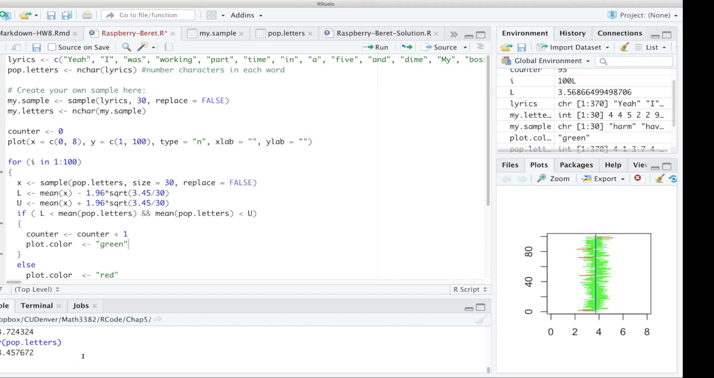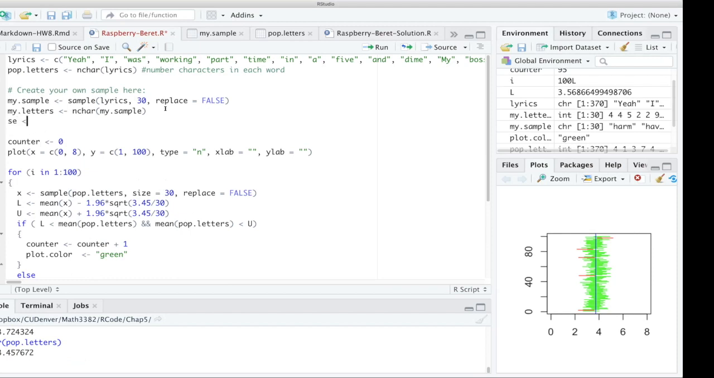It's 3.46, I guess, if I was being more precise, but I'll use my approximation, which was 3.45. So if I want to approximate the standard error, remember what we would do is take the standard deviation, or in other words, we can take the variance of the population, divide that by the sample size, which for us was 30, and then take the square root of that, right?